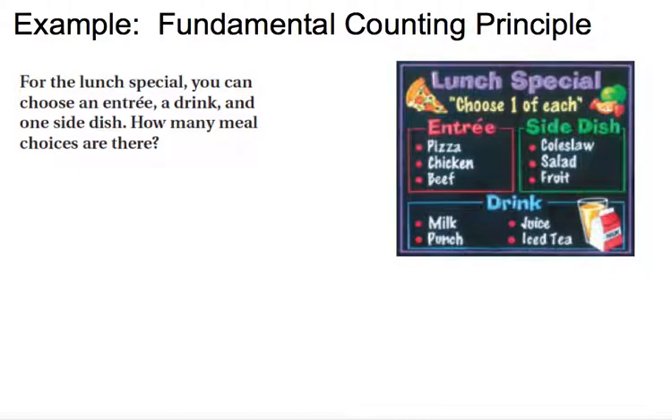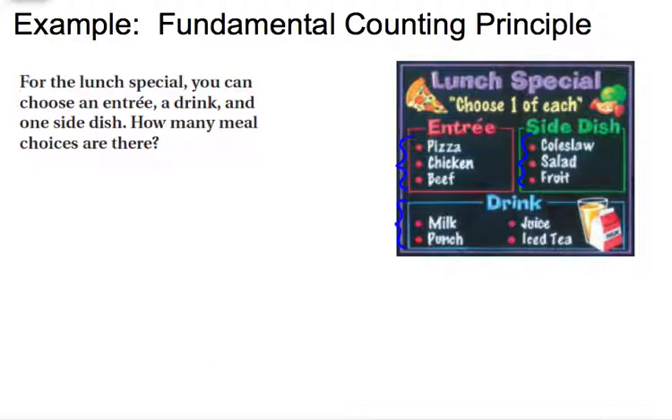So here's our first example. There's a lunch special. We have entree choices of pizza, chicken, and beef. Then we have side dish choices of coleslaw, salad, or fruit. Then we have drink choices of milk, punch, juice, and iced tea. And we want to figure out how many different ways we could choose different lunch choices.